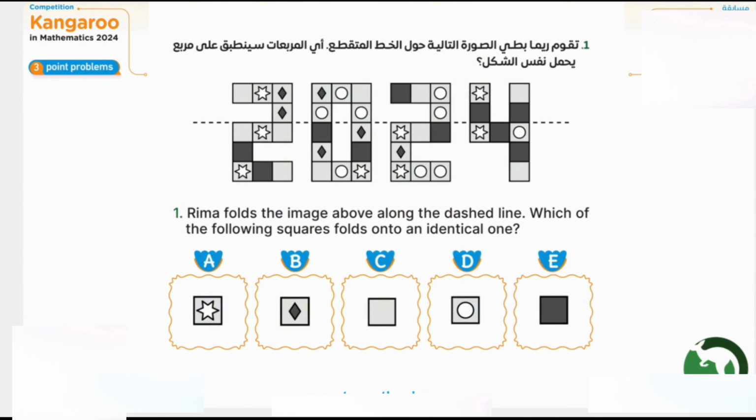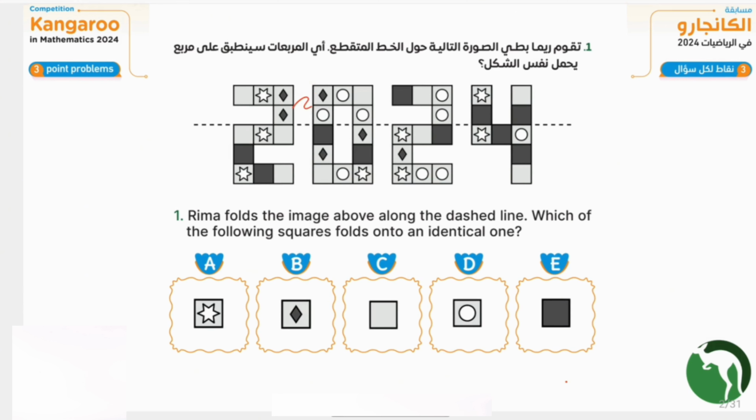Okay, in question number 1, Rima folds the image above along the dashed line. Which of the following squares folds onto an identical one? So let's see at the first figure, number 2. This one will be folded to here, and this one will be folded to this place. This one will be folded also to here, and this one to this place, and this one to this place, and this one to this place. So we don't have any identical figures in this one.